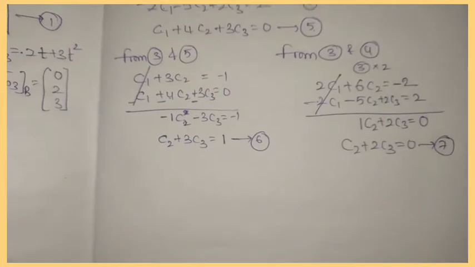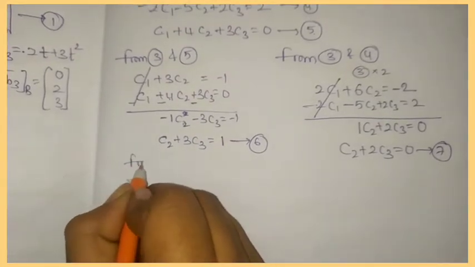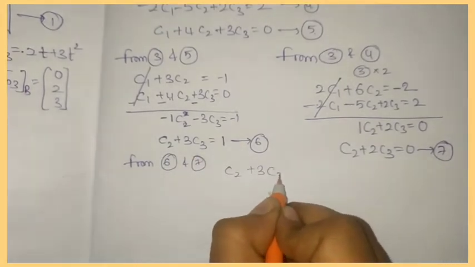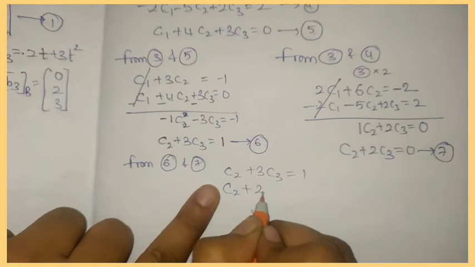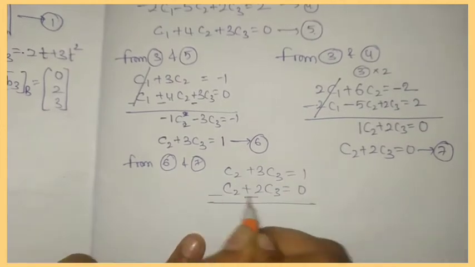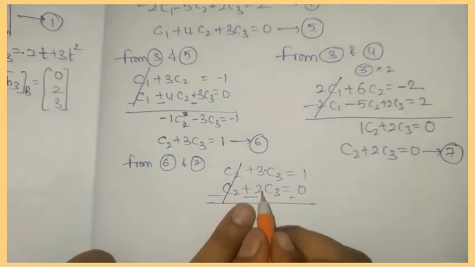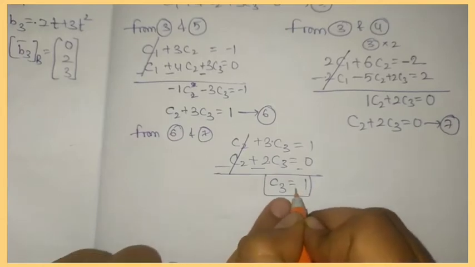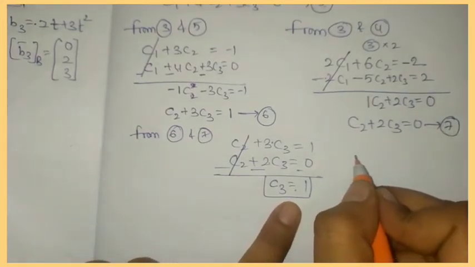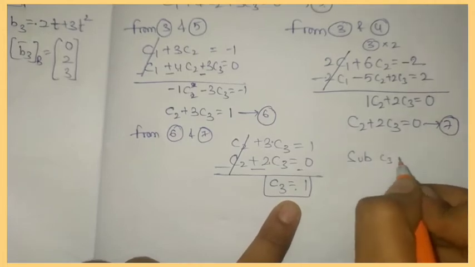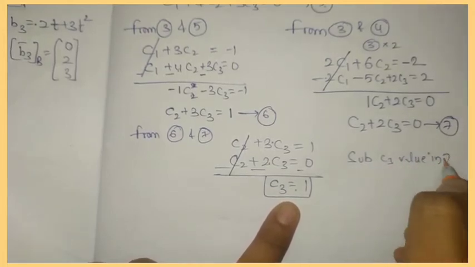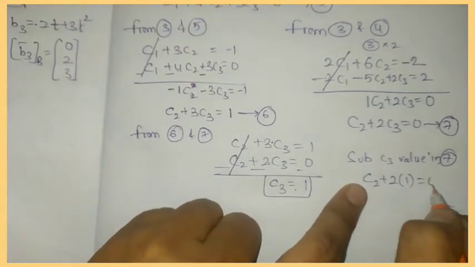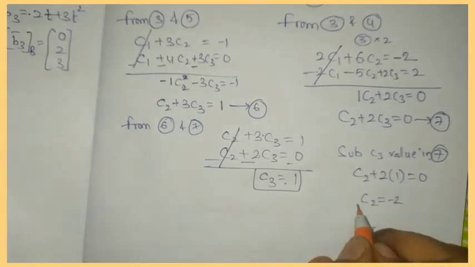Okay, now from 6 and 7, c2 plus 3c3 equal to 1, c2 plus 2c3 equal to 0. Change the symbols, then these both will be cancelled. 3 minus 2 is 1, 1 c3 is equal to 1. We got c3 value. Substitute this c3 value in 7. Then we will get c2 plus 2 into 1 equal to 0. c2 is equal to minus 2.